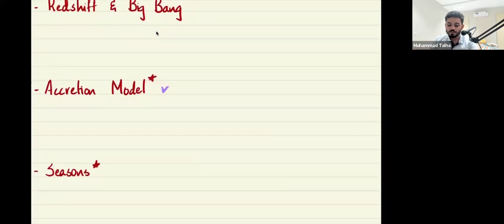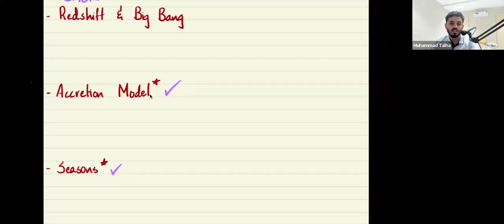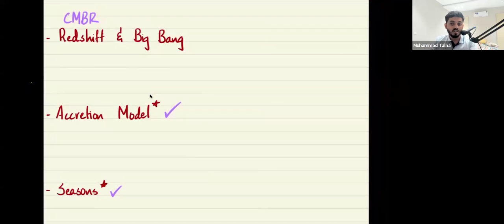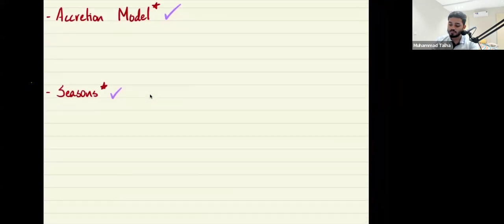The accretion model is something that I feel has never been tested in IGCSE, especially in paper twos, so it could be tested then. And seasons is also something which has not been tested ever since space physics was included in IGCSE. The last two, and whatever is written in purple on this slide, is IGCSE only content, right?